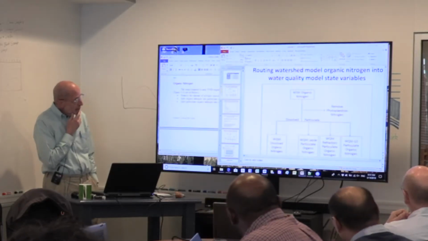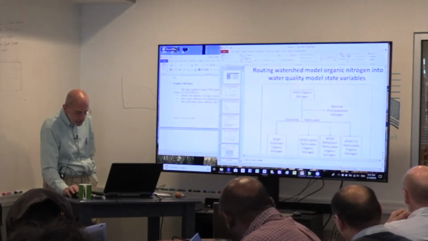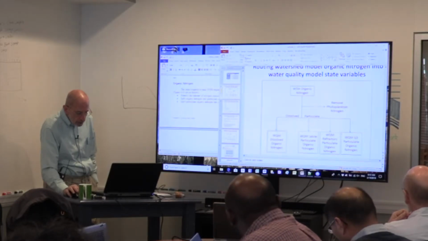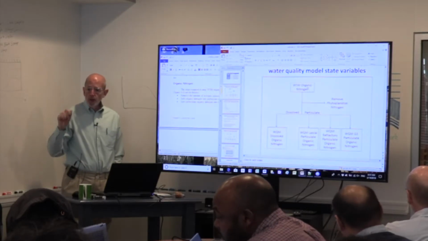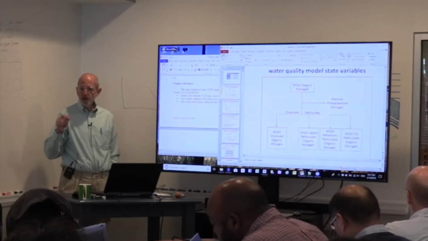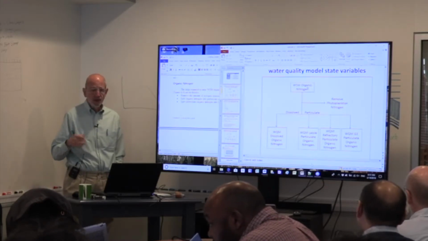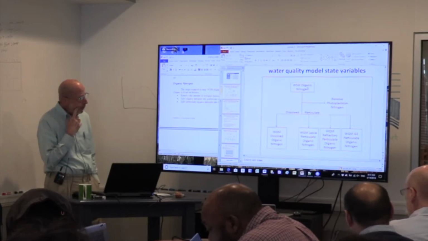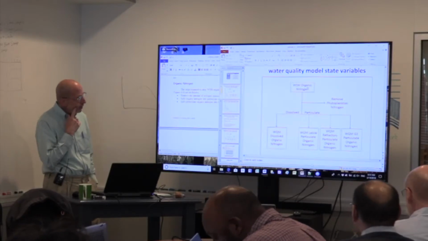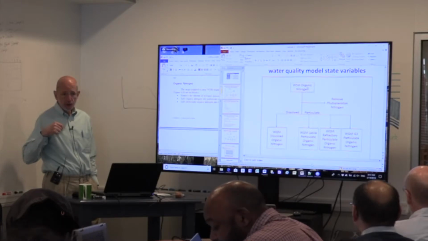We're reading watershed model organic nitrogen into water quality model state variables. This is the watershed model organic nitrogen. We want to be ultimately as precise as we can be with this, because the whole name of the game is nutrients, and nutrient control. So we want to be sure that the water quality model gets exactly the watershed model organic nitrogen.